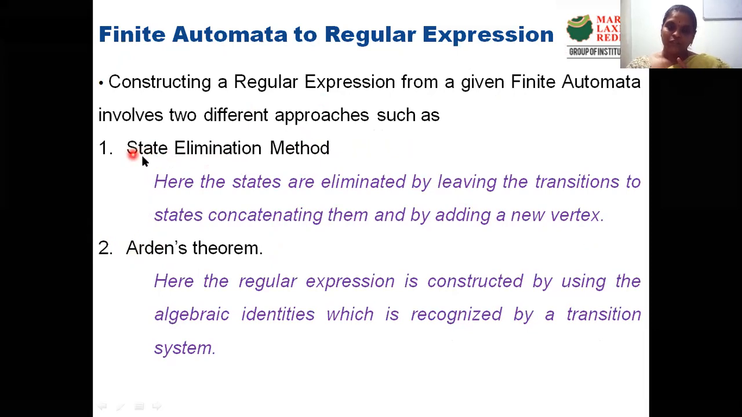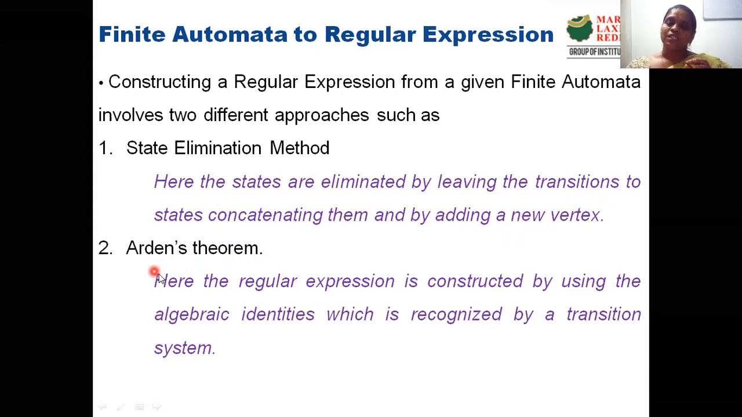In the first methodology, as we have seen in the conversions of NFA to DFA and epsilon NFA to NFA, where we eliminated the epsilon transitions and some of the states, in this state elimination method all the intermediate states are eliminated by leaving the transitions concatenated with the states, thereby forming new vertices. These vertices are treated as states here.